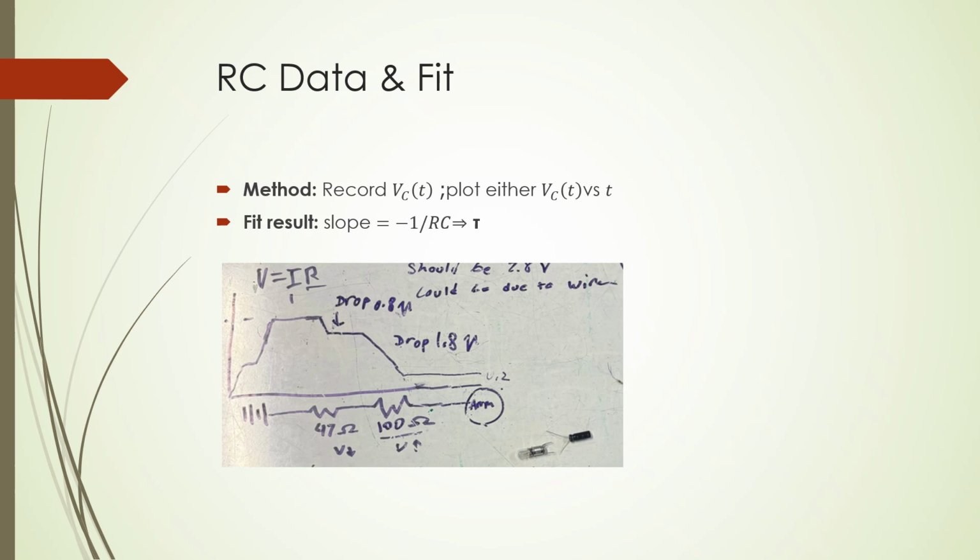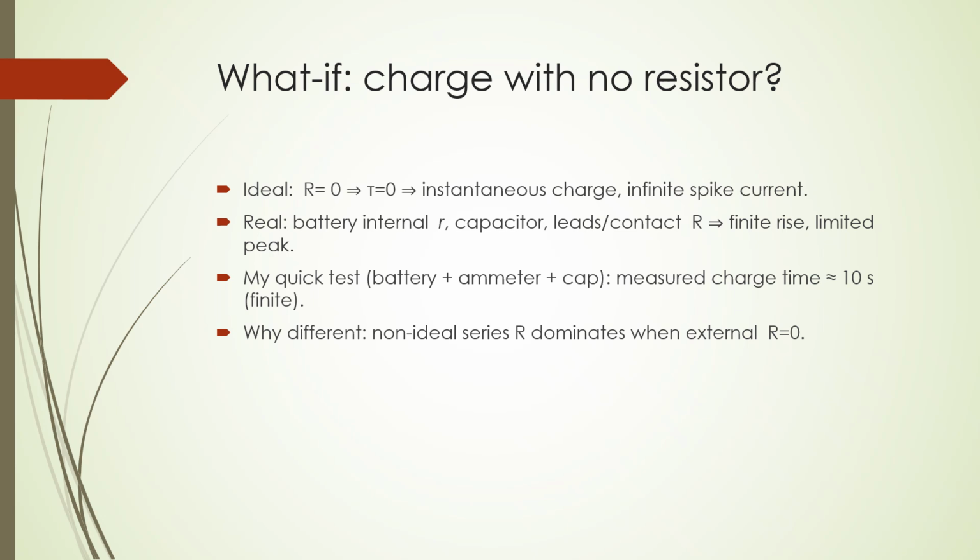So this is our data, and how do we draw it? Method was we recorded the voltages after and before the resistors, and then we just put it on the linear graph. What if charge with no resistors? Ideal would be instantaneous charge, infinite spike current, but the real battery has initial R, capacitor has contact R, finite rise, limited peak, and then a quick test would be measured charge in 10 seconds. Why different? Because non-ideal series R dominates when external R is equal to 0.